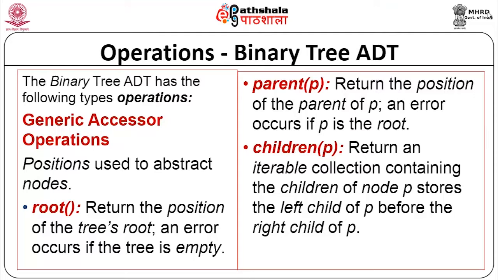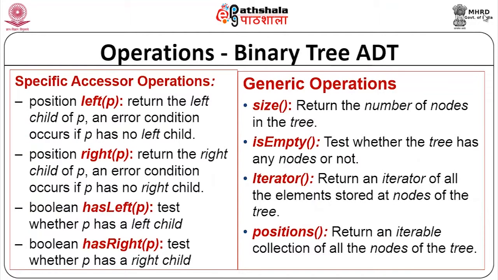Children of P returns an iterable collection containing the children of node P and stores the left child of P before the right child of P. Now, this is assuming it is an array; we will come into this later. But anyway, it returns 2 children. Then you have specific accessor operations.